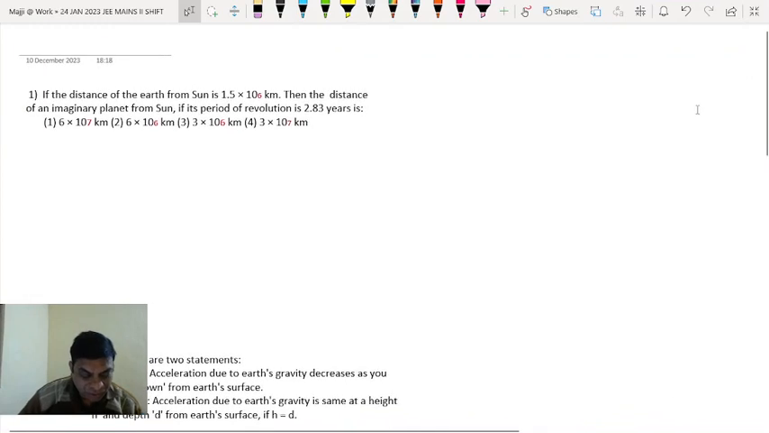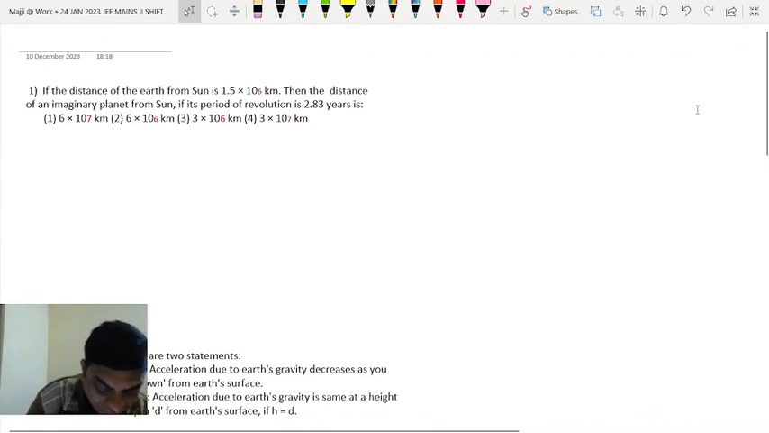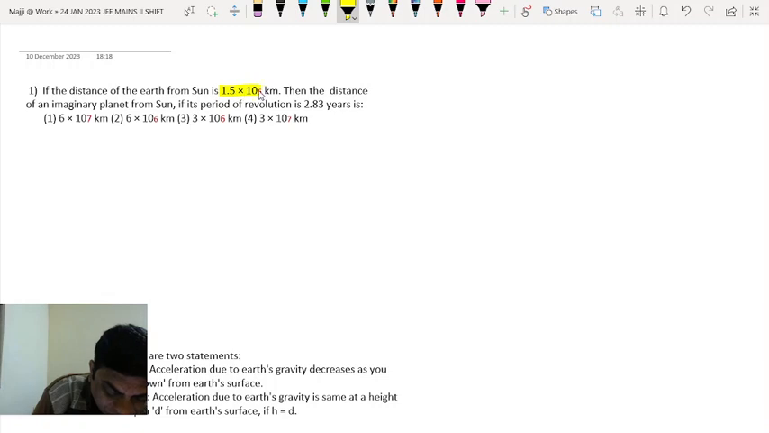The first question is, if the distance of the earth from sun is this much, then the distance of an imaginary planet from sun if its period of revolution is given. So here what you have to understand is that this question is based purely on Kepler's third law. For Earth, the period of revolution is 1 year.